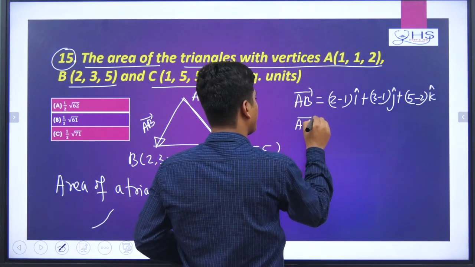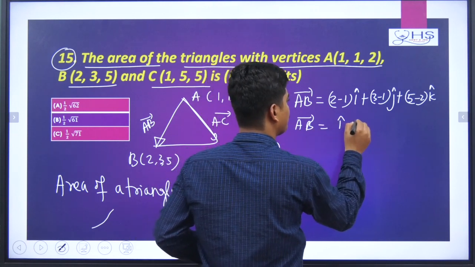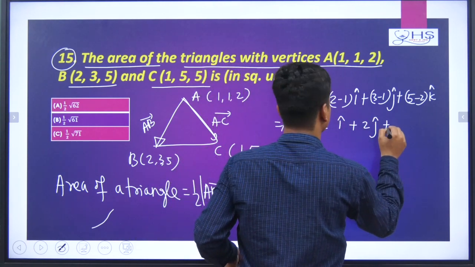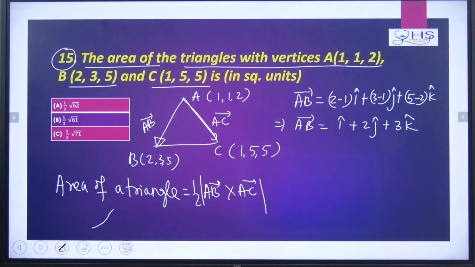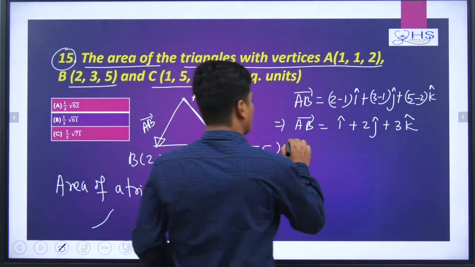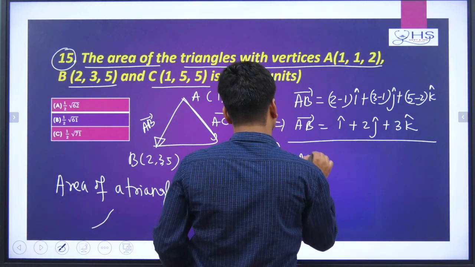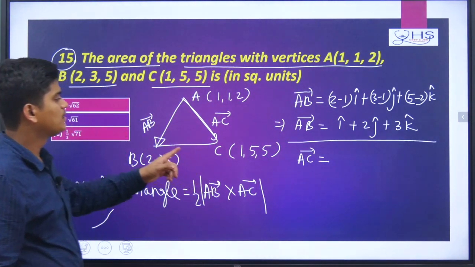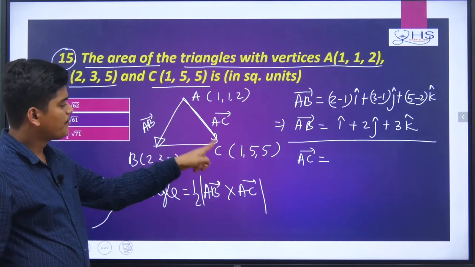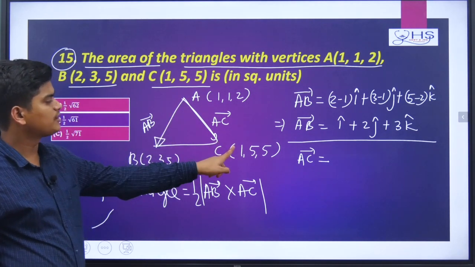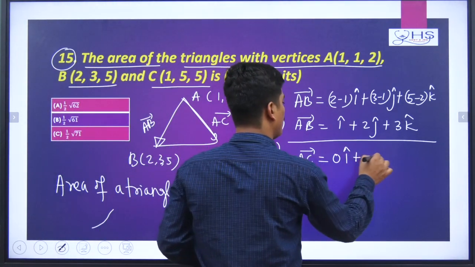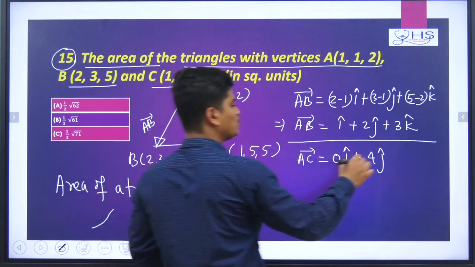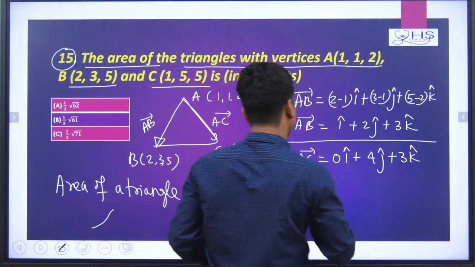Similarly, AB vector you can write as i cap plus 2 j cap plus 3 k cap. So my AB vector is coming i cap plus 2 j cap plus 3 k cap. Now similarly, if you want to find AC vector, final is this one, this is the head, you have to put head minus tail, so 1 minus 1 is 0 i cap, 5 minus 1 is 4 j cap, 5 minus 2 is 3 k cap. So this is my AC vector.